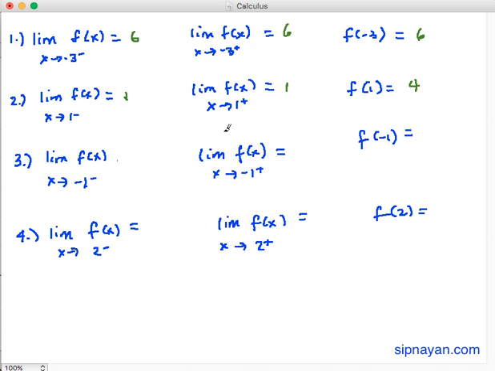Now, what about the limit of f of x as x approaches negative 1?